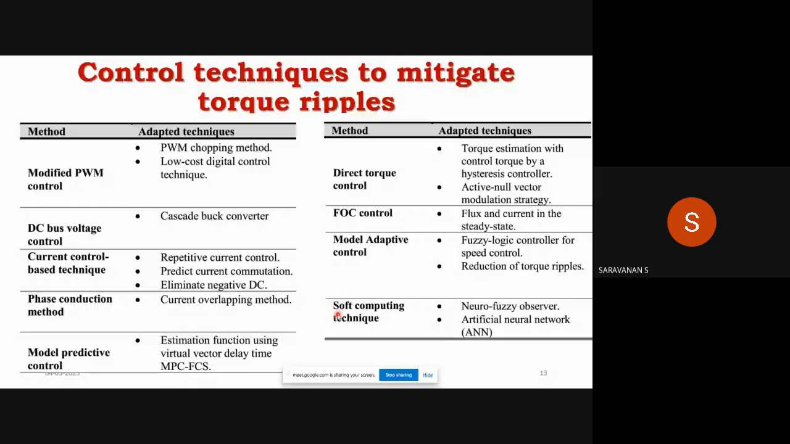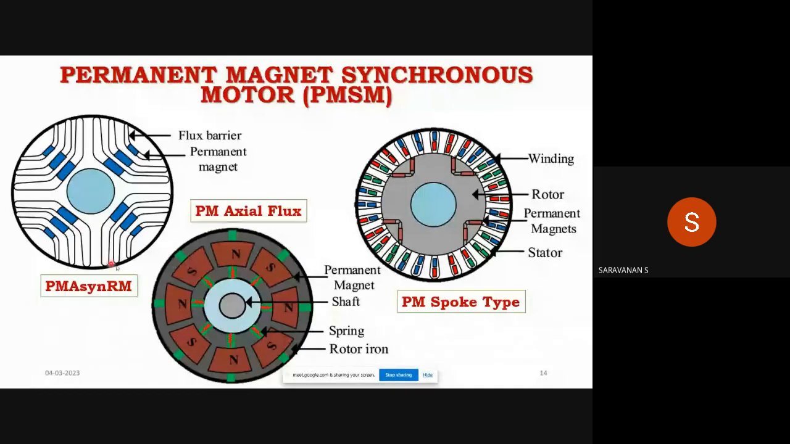Then the permanent magnet synchronous motor. In the permanent magnet synchronous motor, these are the major types of motors. First is the permanent magnet assisted synchronous reluctance motor. This type of motor has a flux barrier. This one is the flux barrier. In the flux barrier, they insert a permanent magnet. This one is the rotor. This one is the permanent magnet axial flux machine. This one is the permanent magnet spoke type machine.